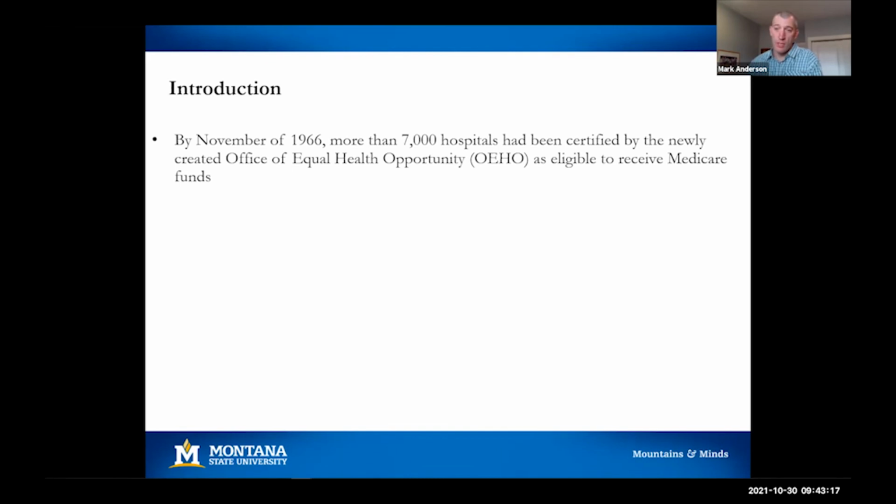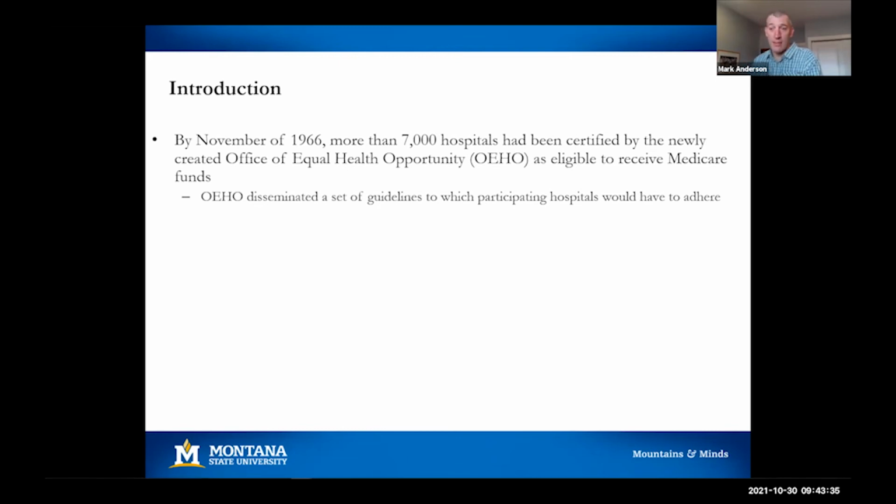By the fall of '66, by November of '66, more than 7,000 hospitals had been certified by this newly created Office of Equal Health Opportunity as eligible to receive Medicare funds. What did this OEHO do? A lot of things. I'll just highlight a few of its roles.